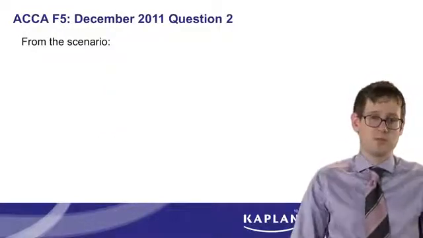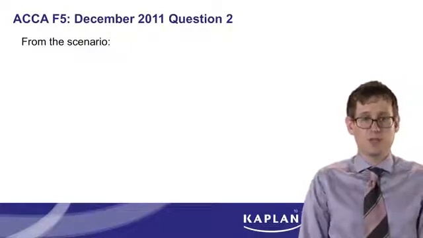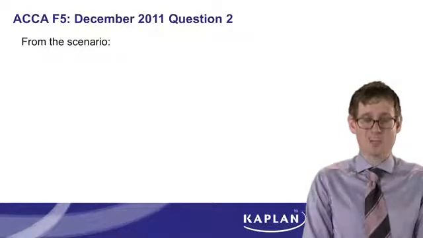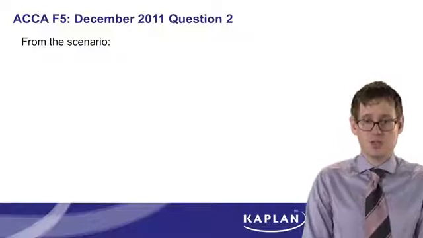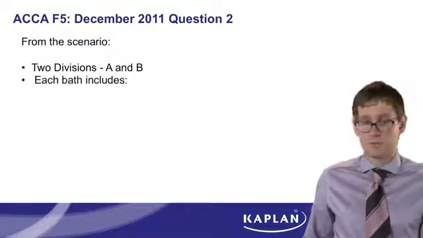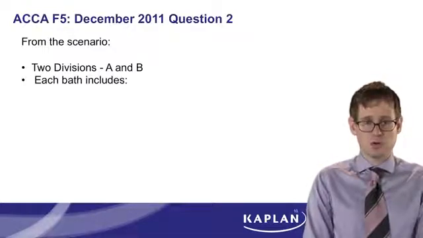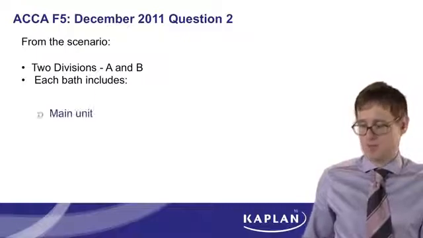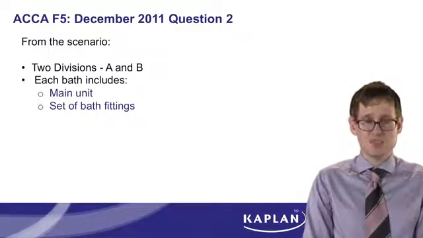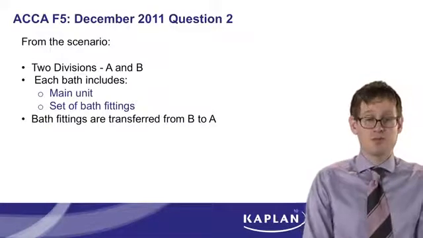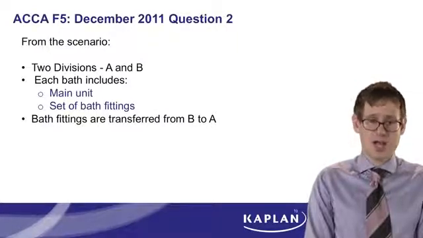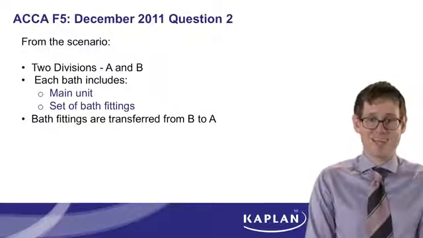In terms of the scenario, there can be quite a lot of information for a transfer pricing question. So over the next couple of slides, we're just going to pull out some of the key parts of information in this question. We've got 2 divisions in this question, divisions A and B. We've got a final finished product, a BAF, but this BAF consists of a main unit and some fittings. The fittings represent the product that is transferred from B to A. So the product transfers from B to A, the money transfers from A to B.